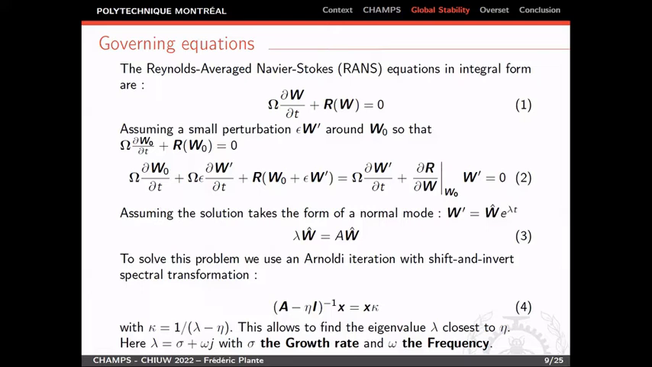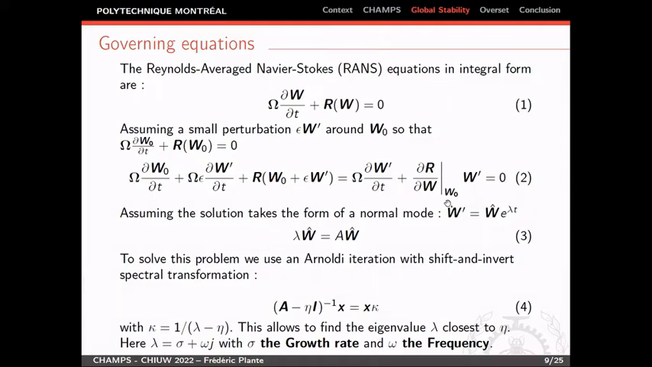So the stability analysis method relies on the governing equations of the problem. In our case, these are the Reynolds-Averaged Navier-Stokes equations, which are written in integral form in equation 1. Then the method proceeds by linearizing the flow around this steady state solution, which will be called W0 here. And by applying a small perturbation around it and simplifying the equation, we get a linear model for the evolution of the flow field.